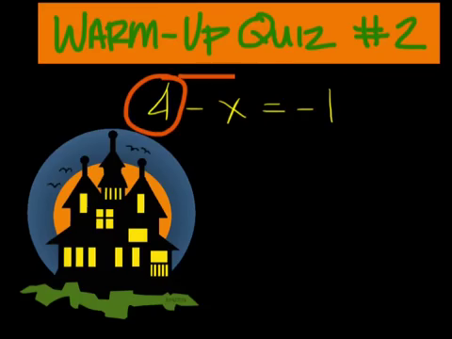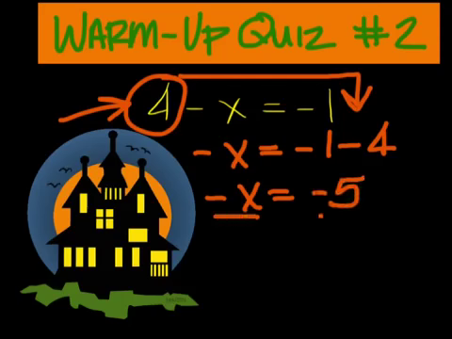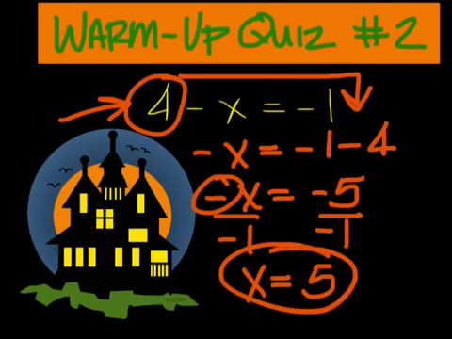Move this to the right side and change the operation. What is the operation here? Plus, so it's going to be -4 on the right. That'll give you a -5. Divide both sides by this -1, and you come up with a +5.